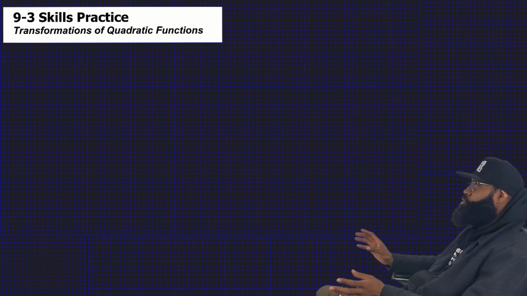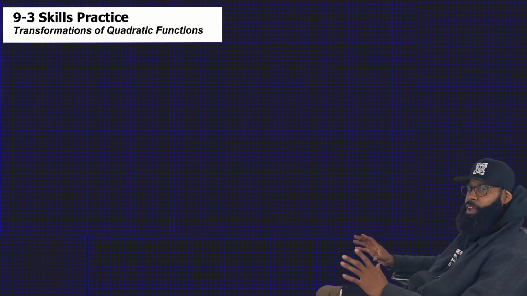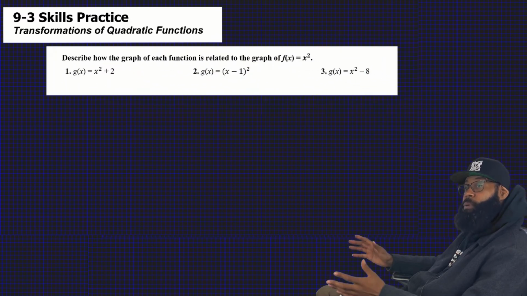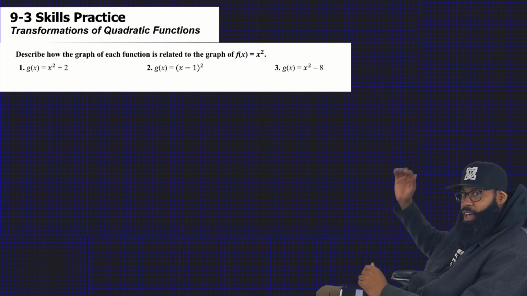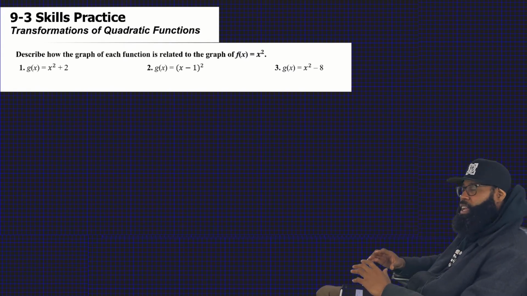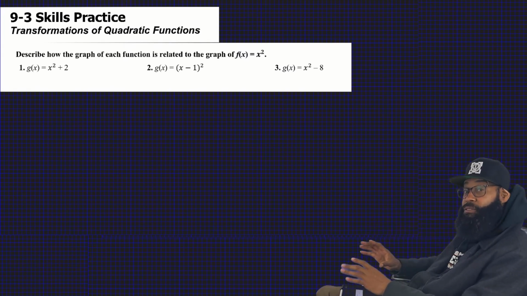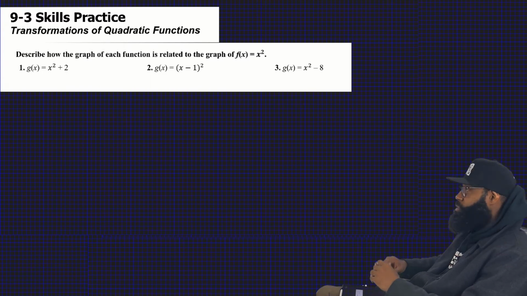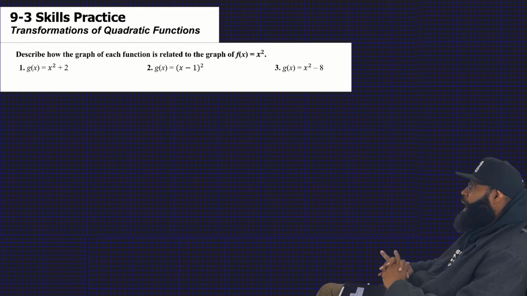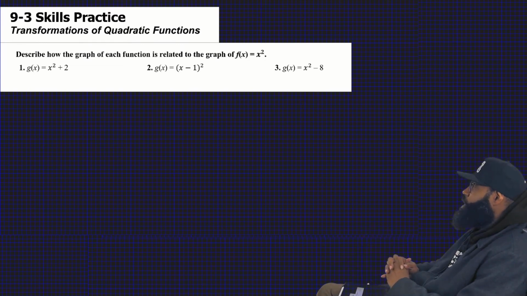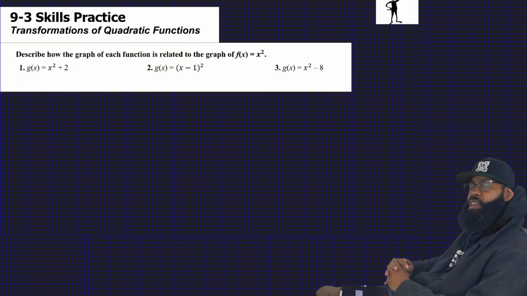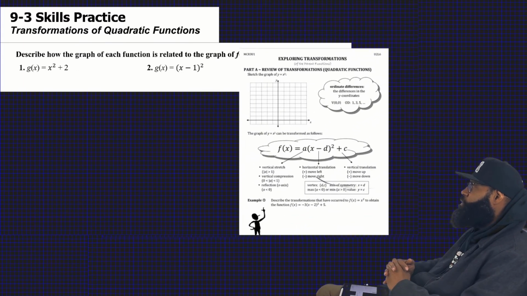So it's gonna transform from being a regular old U to a very special U, like a really fat U, a really skinny U. The U moves up, the U moves down. It just doesn't stay in its parent function. X squared is a perfect U starting at 0, 0. Well, that's not what these are. And so, as I say all that, you see, describe how the graph of each function is related to the graph of f of x equals x squared, which would be the parent function.